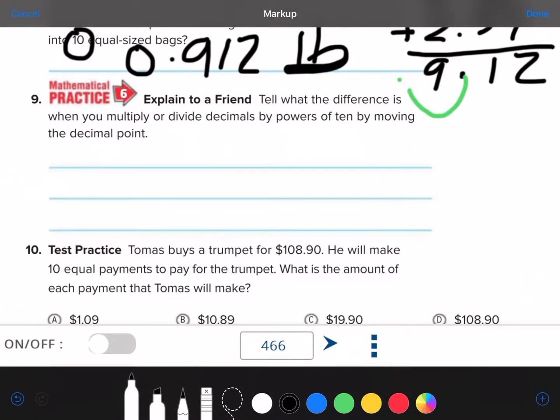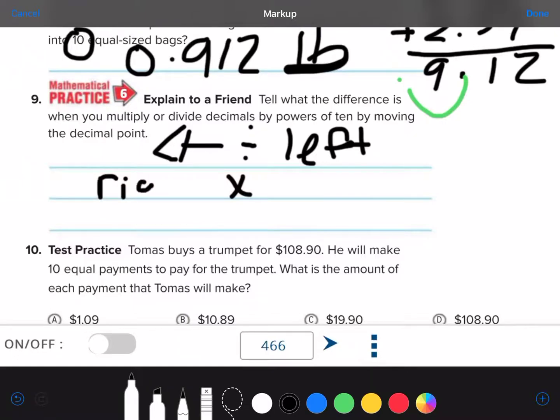Number 9. Explain to friends. Tell what the difference is when you multiply or divide by powers of 10 by moving the decimal point. Okay, so what I'm going to say here is that when you divide, you move left. Okay, and when you multiply, you move right. That's what I want you to write on your answer for number 9.